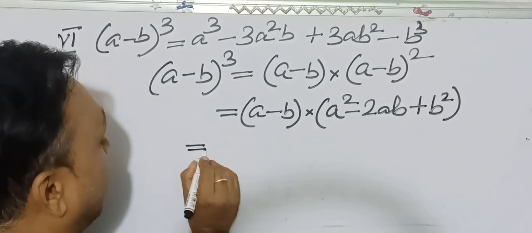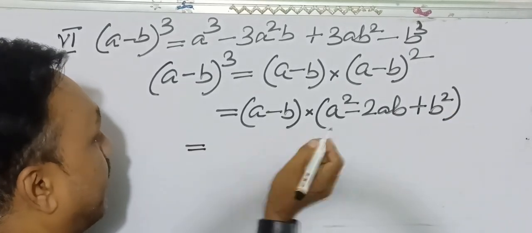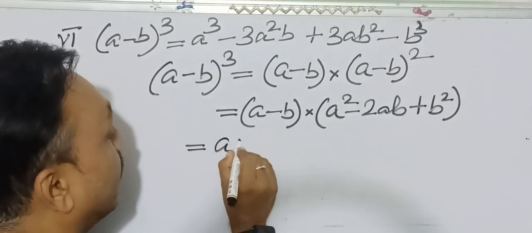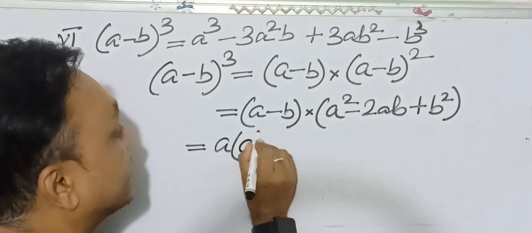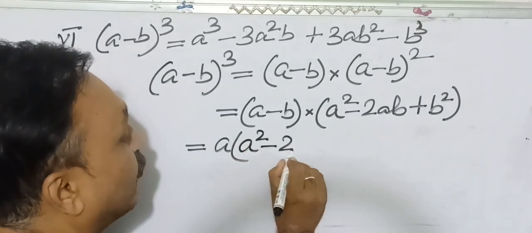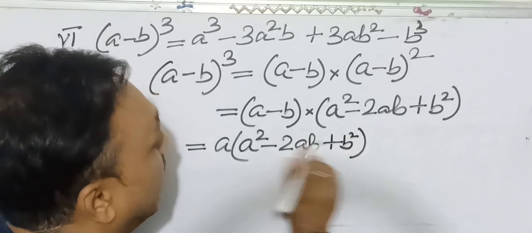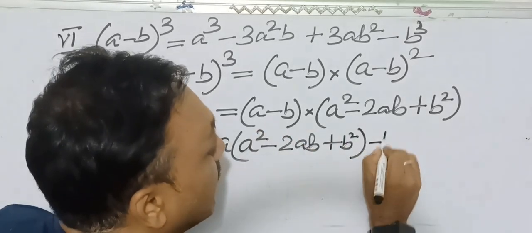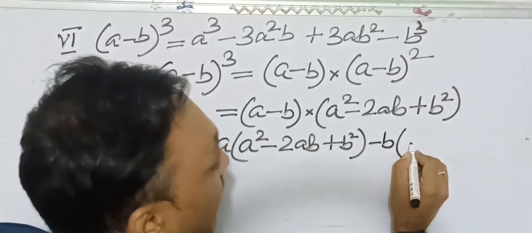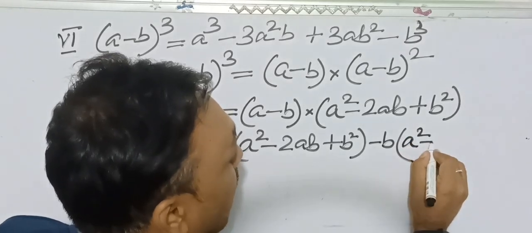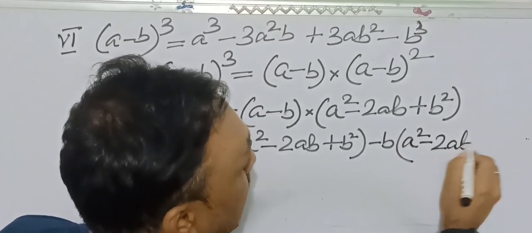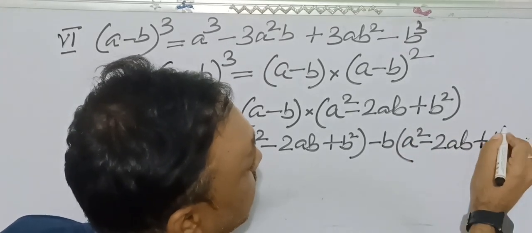Then we'll apply the distribution property as before. a multiplied with a² − 2ab + b². Again, minus b multiplied by a² − 2ab + b².